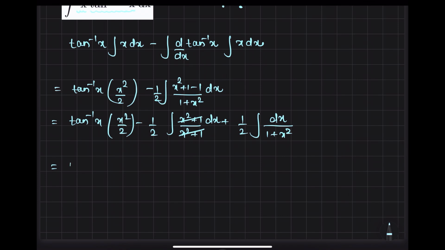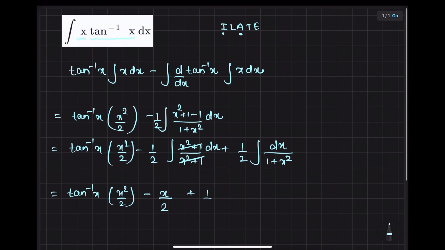Now let's move on to the final part. So tan inverse x into x square by 2, and then what is the integration of 1? Integration of 1 is x, so it is x by 2. And what is the integration of dx by 1 plus x square? It is tan inverse x. And with integration constant, this integration constant is super important. I hope the idea is clear and you guys can handle similar situations.